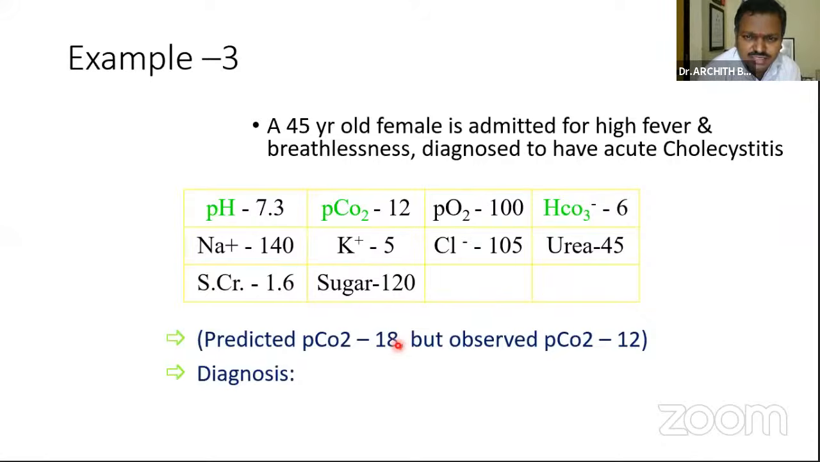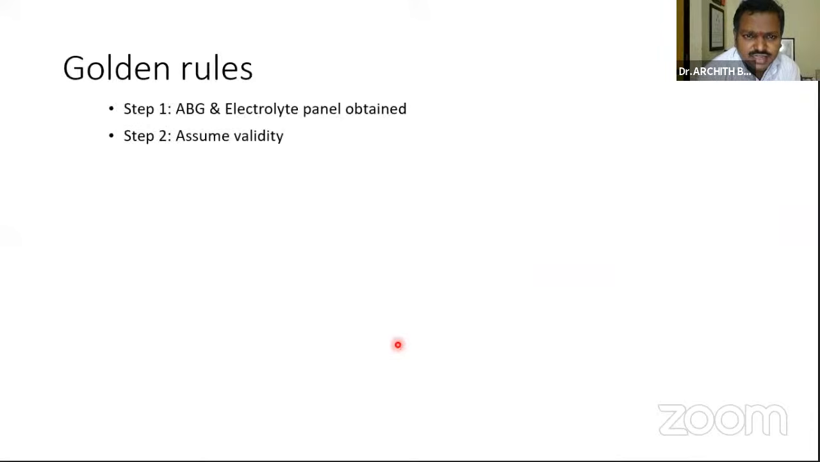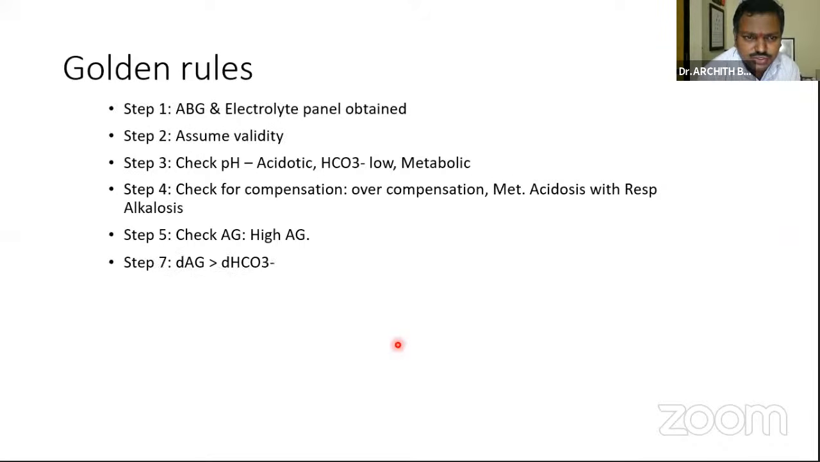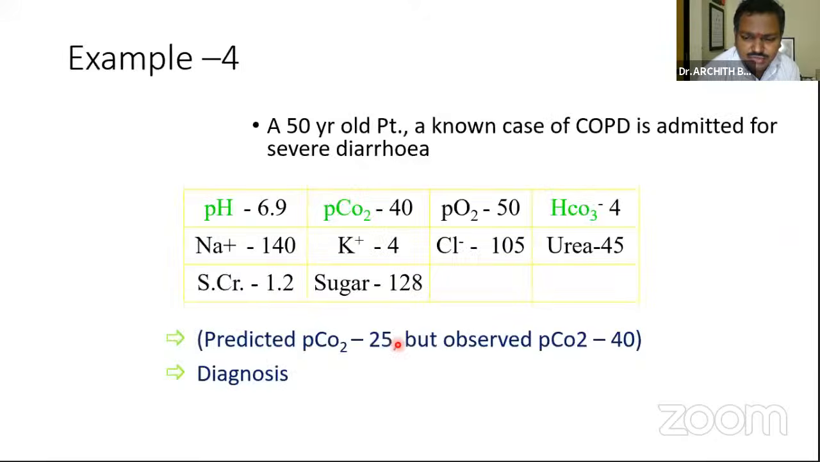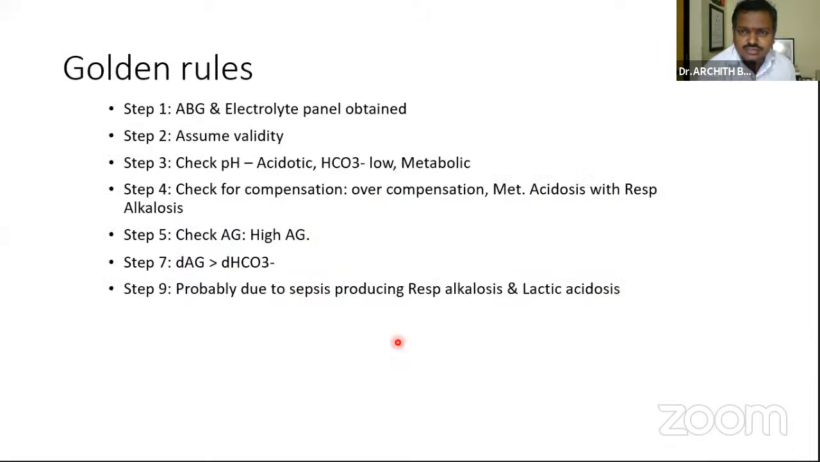Could be compensated, but compensation should not have gone that far. So it's an overcompensation that's happened here. So possibly she has both lactic acidosis and respiratory alkalosis. It could be due to pain. It could be due to respiratory complications that she could have developed.